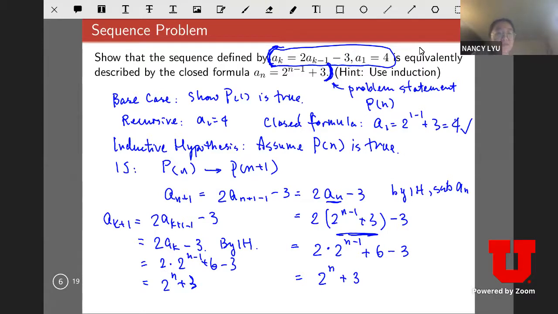Okay, good. Since the problem statement uses the words "equivalently describes," I think you can go both ways. You can start from the closed formula and prove that you recover the recursive formula, or you can start with the recursive formula and go the other way. You just need to make sure to do the induction right. I think that is the most important part.